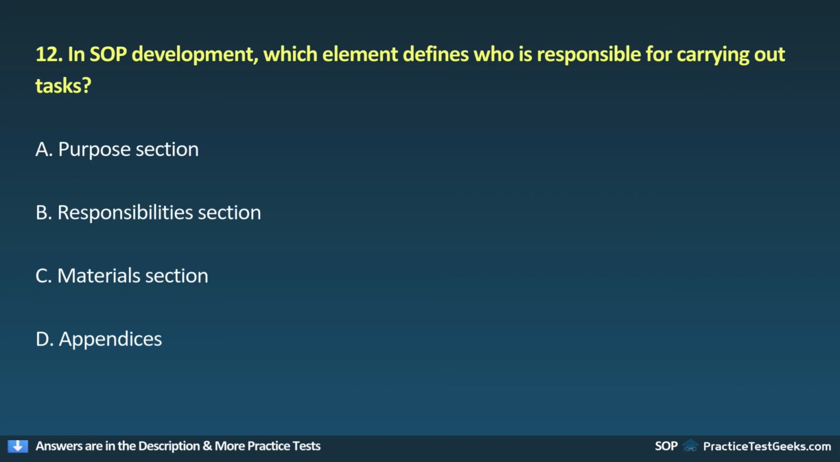12. In SOP development, which element defines who is responsible for carrying out tasks? A. Purpose section. B. Responsibilities section. C. Materials section. D. Appendices.